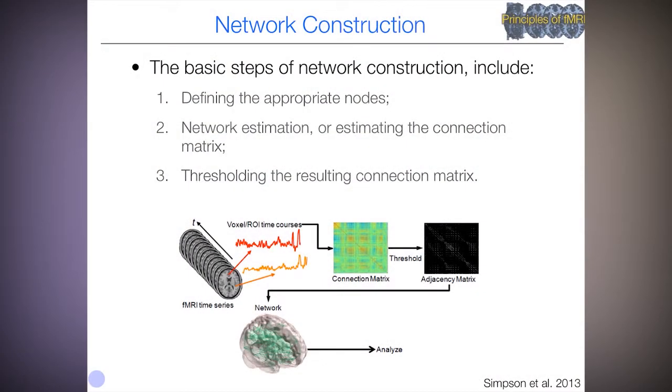So before doing network analysis, we have to construct the network. The basic steps of network construction include first, defining the appropriate nodes, then estimating the connection matrix between the different nodes. This can be correlations or partial correlations or whatnot. And thereafter, one thresholds the resulting connection matrix to get an adjacency matrix. Once we have the adjacency matrix, we can create the networks and we can analyze them using network analysis.